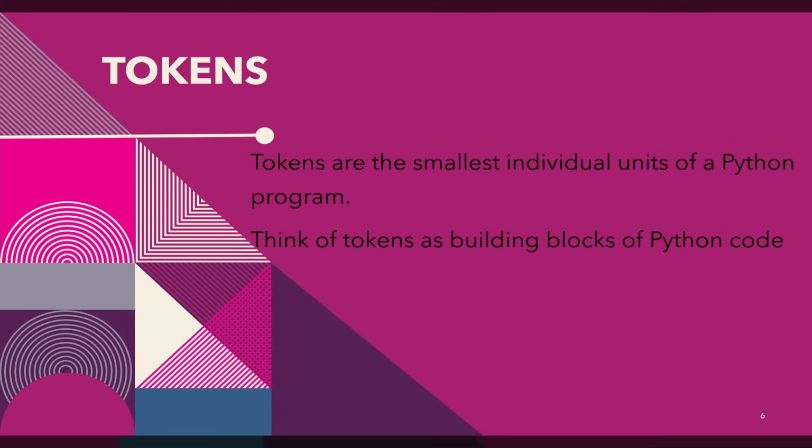Next, we will be moving to one of the most important topics, that is tokens. So a token is the smallest individual unit of a program. You can think of tokens as building blocks of Python code. As when we need to build a house, we start from the smallest brick and then combine all the units together. Similarly, if you write a Python program, the smallest individual unit present in that program is considered a token.